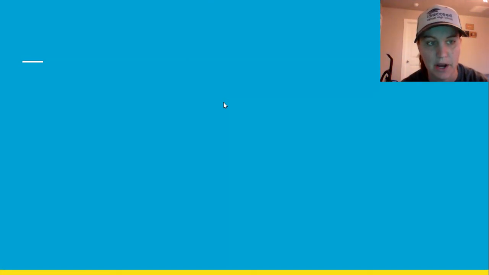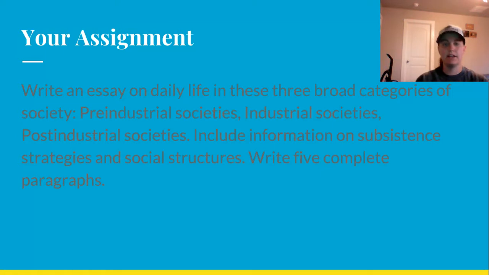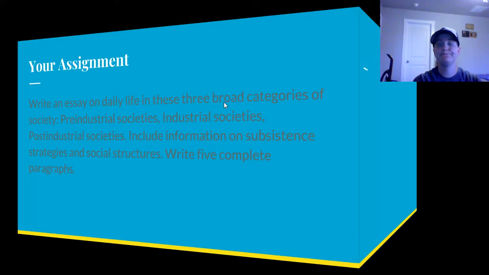Alright, well, let's move on to your project requirements. So here's the prompt, your assignment. Write an essay on daily life in these three broad categories of society: pre-industrial societies, industrial societies, post-industrial societies. Include information on subsistence strategies and social structures. Write 5 complete paragraphs. So that's what your course tells you to do. I'm actually going to give you 2 options. Let's start with the writing option, and then I'll tell you your other option.